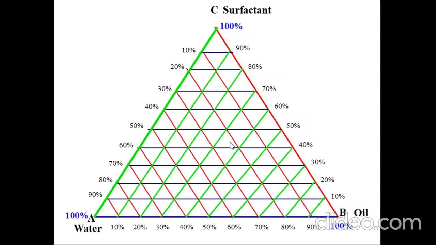So addition of the third component to any two component system will change their solubility. In this example, if you add surfactant as a third component to water and oil, it will change their solubility. But at what percentage it changes their solubility is determined using this ternary phase plot or ternary phase diagram.